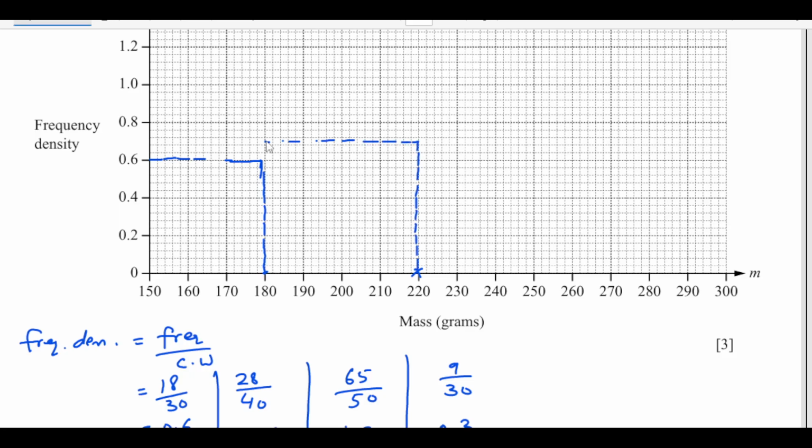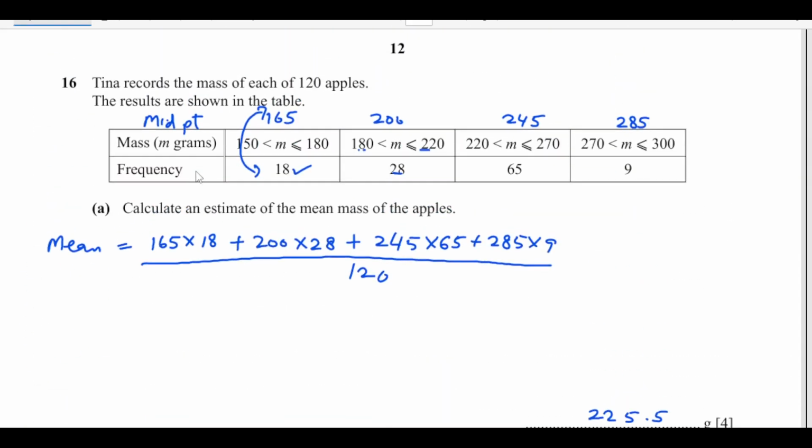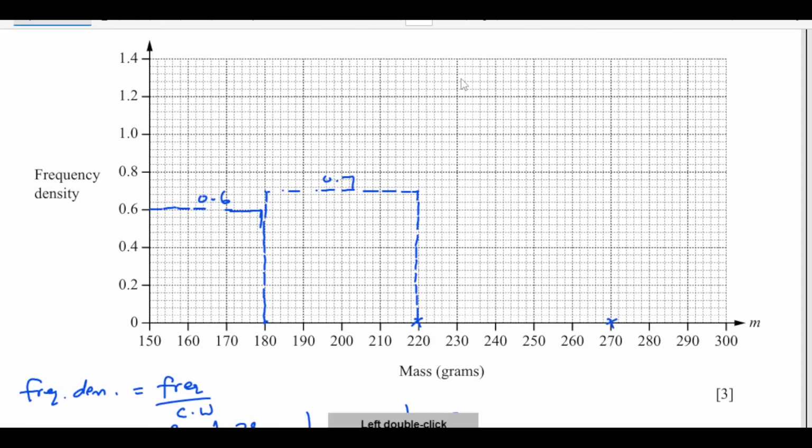Use your ruler to draw these lines carefully, right? So this is 0.6, this is 0.7, right? Then 1.3. 1.3 is for this class interval 220 to 270. 220 to 270, it is up to here. 1.3. 1 is here, 1.2, 1.3 is in the middle somewhere here.